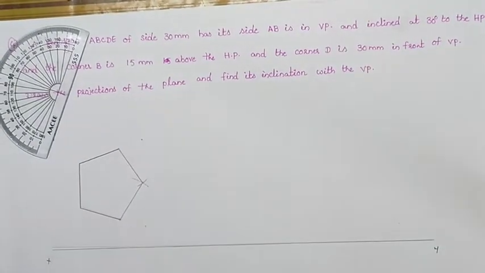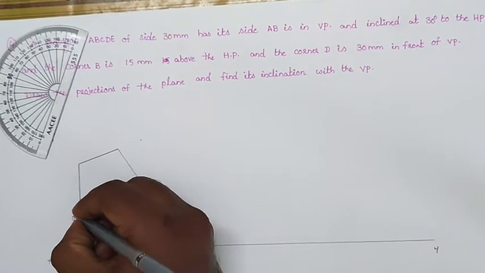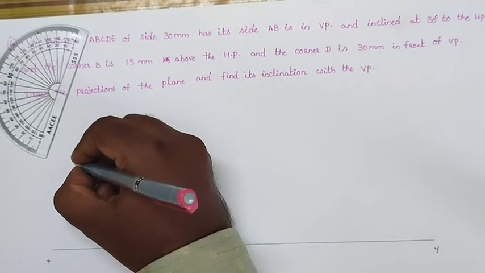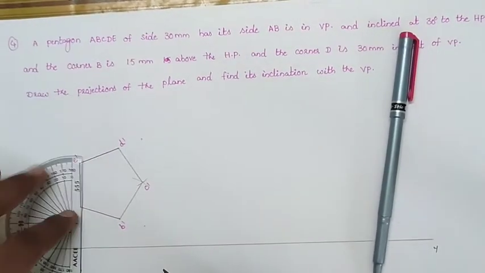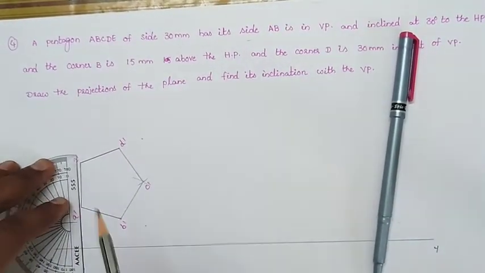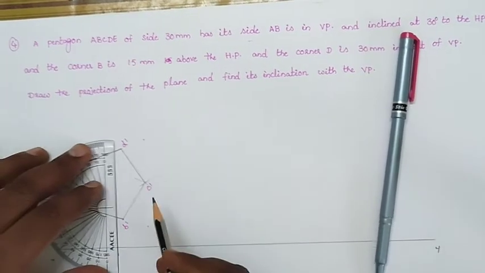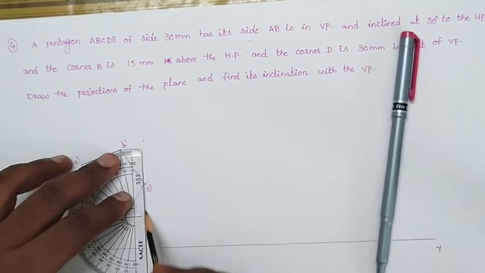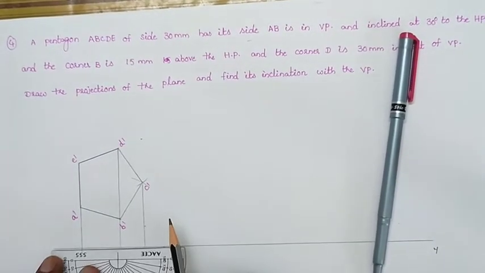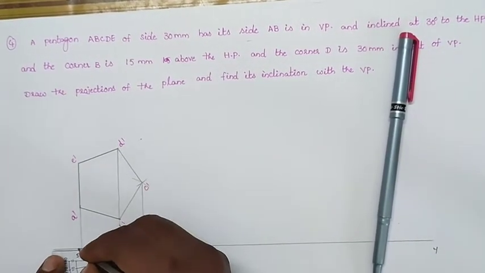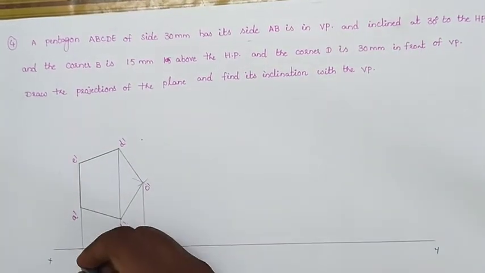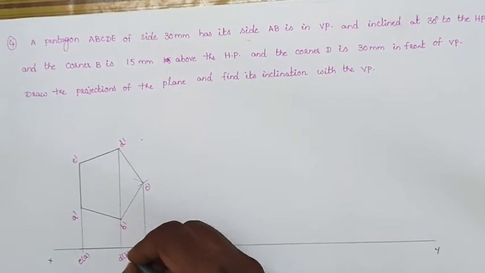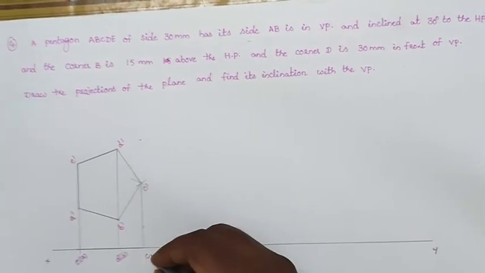So this is our front view, locating the points A dash, B dash, C dash, D dash and E dash. After drawing the front view, since the side is in the VP, we project it up to the reference line and draw the first top view on the reference line as a straight line. So the first top view shows as a straight line. This is EA, this is D comma B and this is point C.